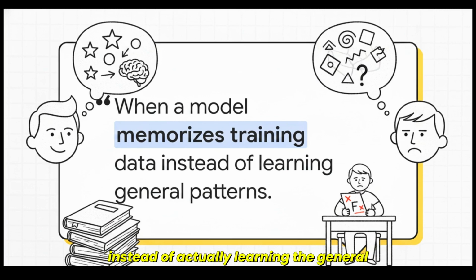Overfitting happens when a model just memorizes the training data instead of actually learning the general patterns. Why does this matter? Well, think of a student who just memorizes the answers to a practice test. Sure, they might get a perfect score on that practice run, but if you give them a slightly different exam in the real world, they're going to fail completely because they didn't actually learn the underlying subject.